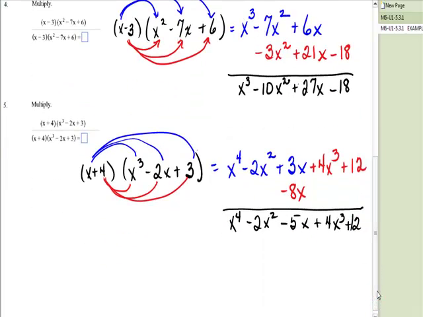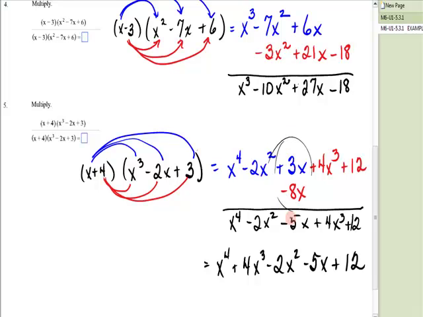Now that is not the best way to write that answer. I usually want my polynomials in descending powers. So the best way to write that answer is x to the fourth plus 4x to the third minus 2x squared minus 5x plus 12. So I've multiplied, combined any like terms, and all I had that were alike were the x's, and then I reorganized using the commutative property. So that's multiplication using the distributive property.